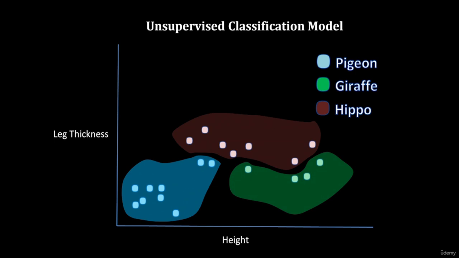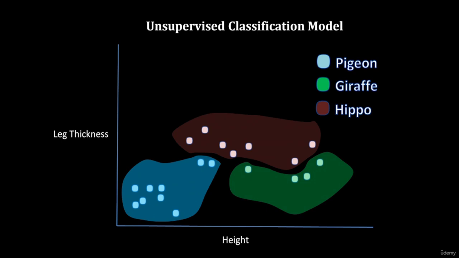Points located in the maroon area will always be classified as hippos, points located in the blue area will always be classified as pigeons, and points located in the green area will always be classified as giraffes. So basically, if an unknown feature vector has a height and leg width that places it in the maroon area, it will be classified as a hippopotamus.